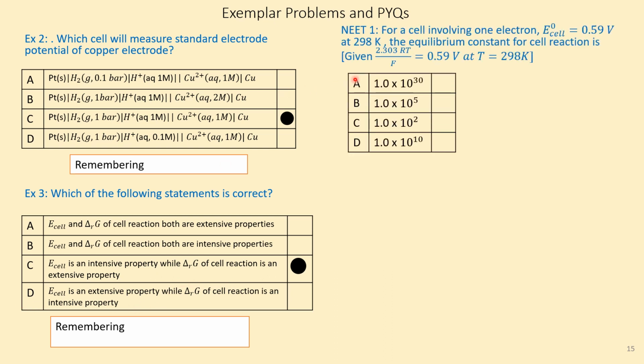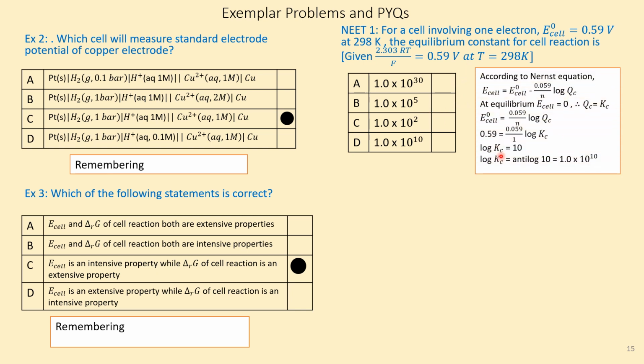The next question is a numerical question which I will read. For a cell involving 1 electron, E0 cell is equal to 0.59 volts at 298 Kelvin. The equilibrium constant of the cell is, so we have to find the value of the equilibrium constant. The formula is given: 2.303 RT divided by F, with E0 cell equal to 0.59 volts at T equal to 298 Kelvin. You have to do the calculation and mark the correct answer as D.